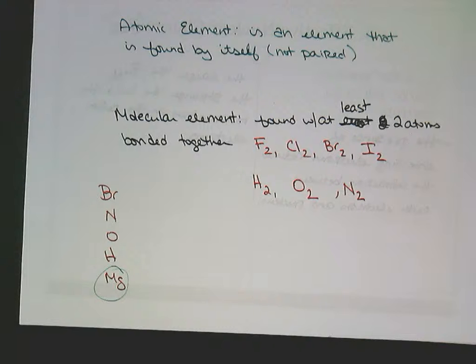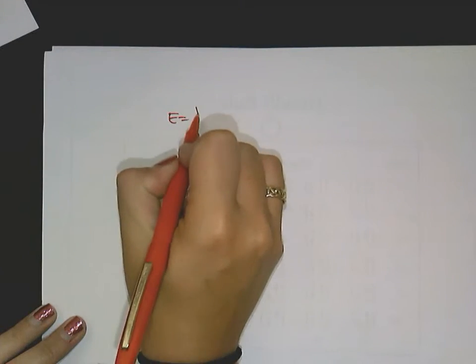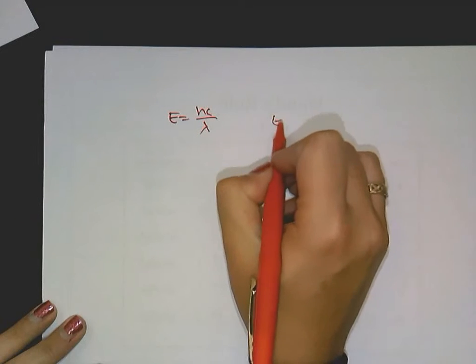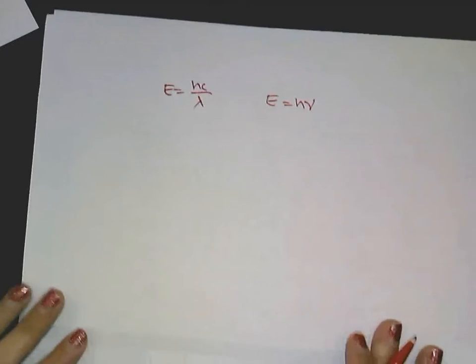All right, other questions off the practice test? Yes, ma'am. I'm going to say it's going to depend on what information I give you to solve for energy, right? So there's two different formulas we used. We had E equals hc over lambda, E equals h nu, right? We had those two things.